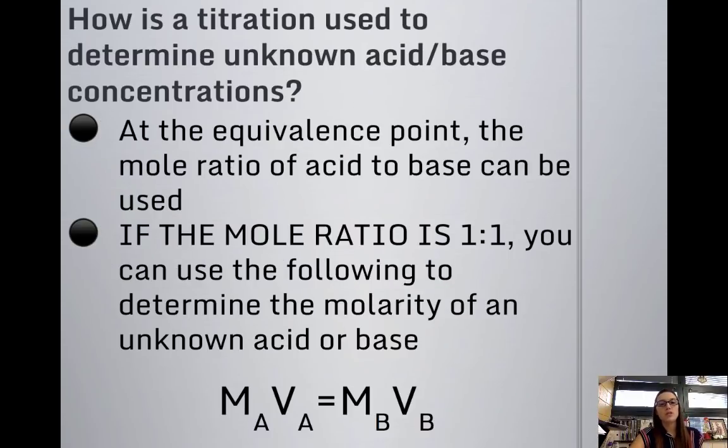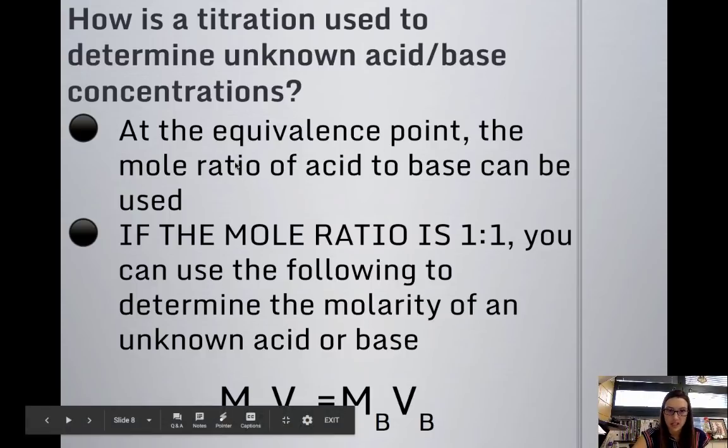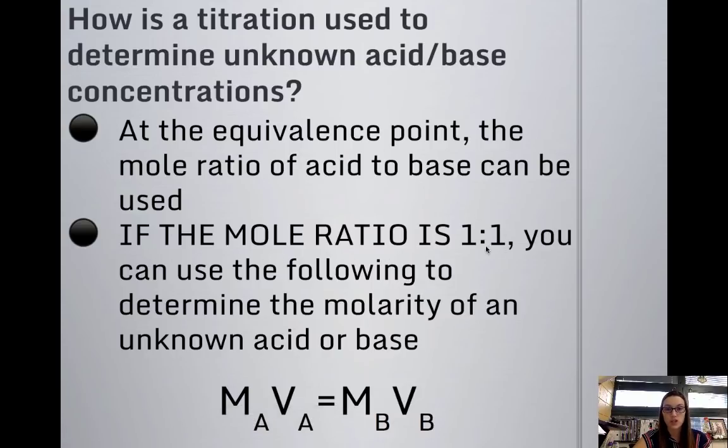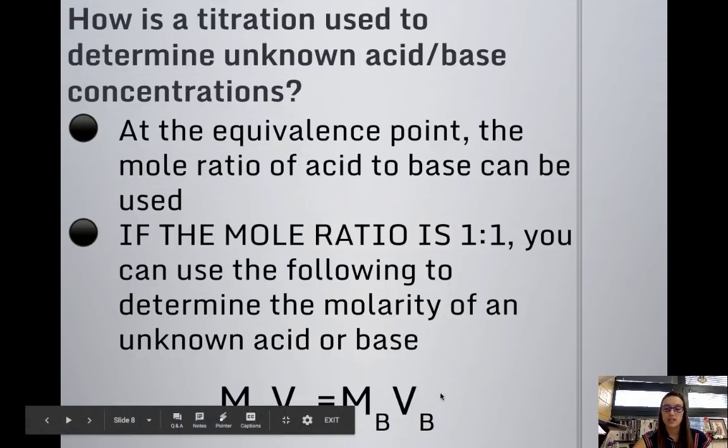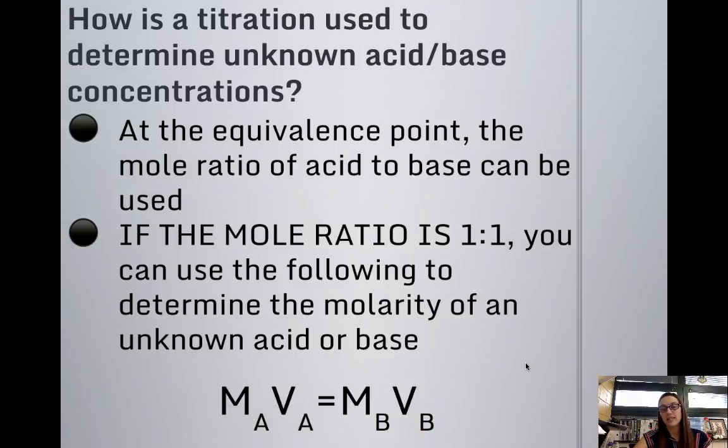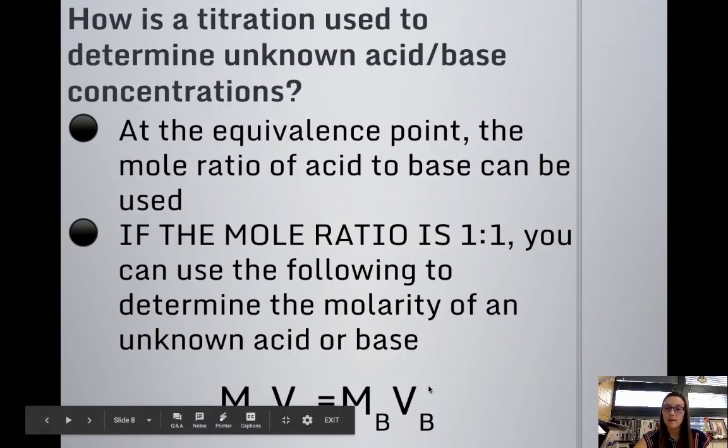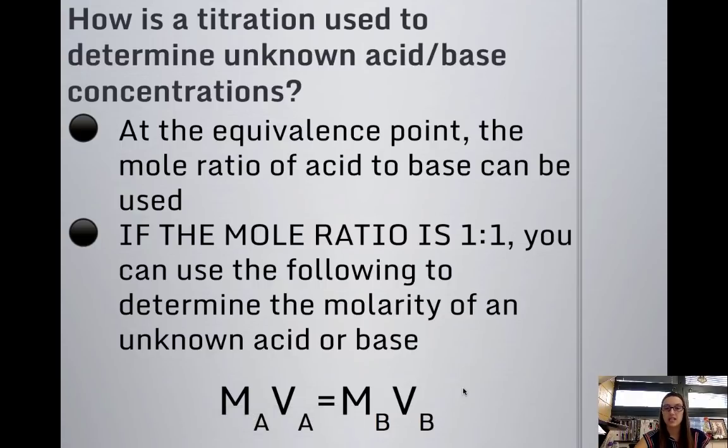So the way that we use a titration to determine concentration is that we use this ratio at the equivalence point. Now, if your mole ratio is 1-to-1, so if it's HCl and NaOH, 1H, 1OH, you can use this equation down here at the bottom. And this should look similar because this looks like the dilution equation that we used. So you have MAVA equals MBVB. Notice it's capital M, so it's the molarity of the acid times the volume of the acid equals molarity of the base times volume of the base.